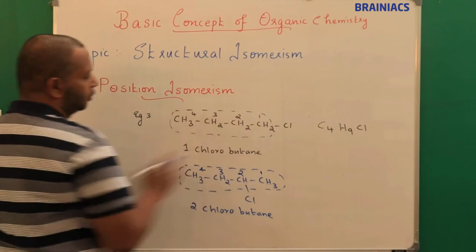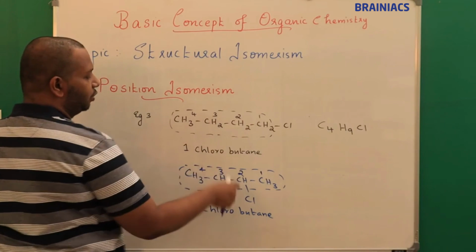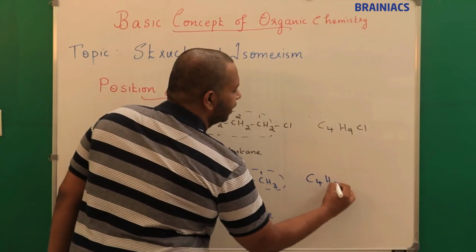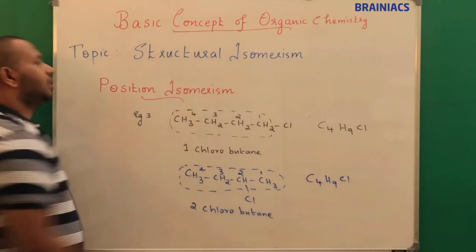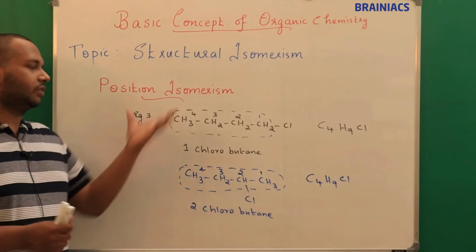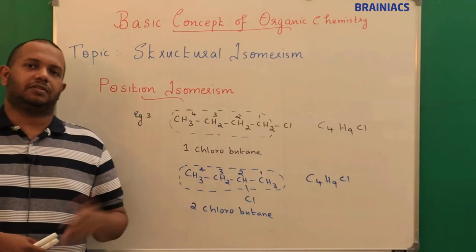So if you compare this one with this one, the parent carbon chain still remains the same. 4 carbon, here also 4 carbon. But the position of the substituent has changed from 1 to 2 here. Both are having the same formula, C4H9Cl. So this also comes under the category position isomers. I hope these two isomerisms are clear for you. Now we will see the next isomerism in the next class. Okay.